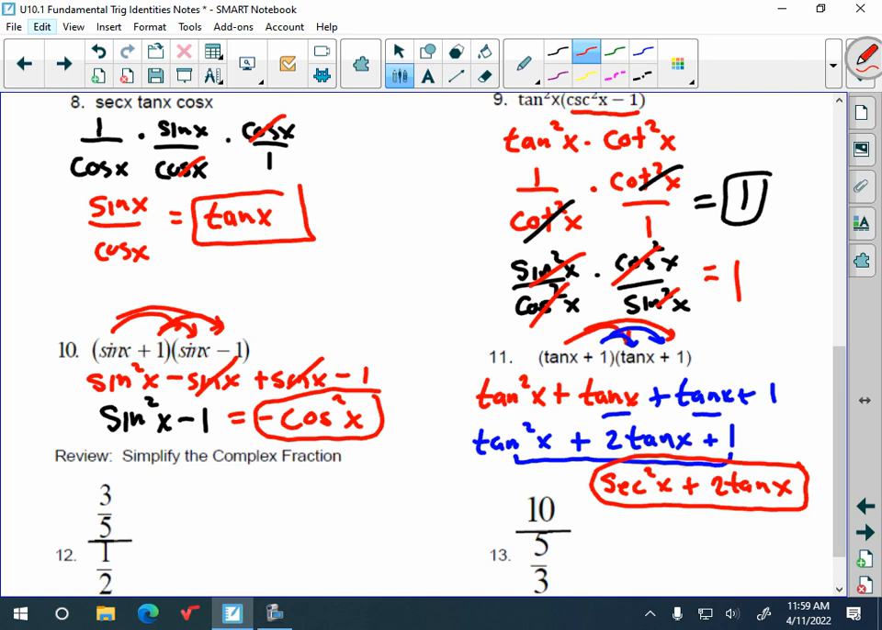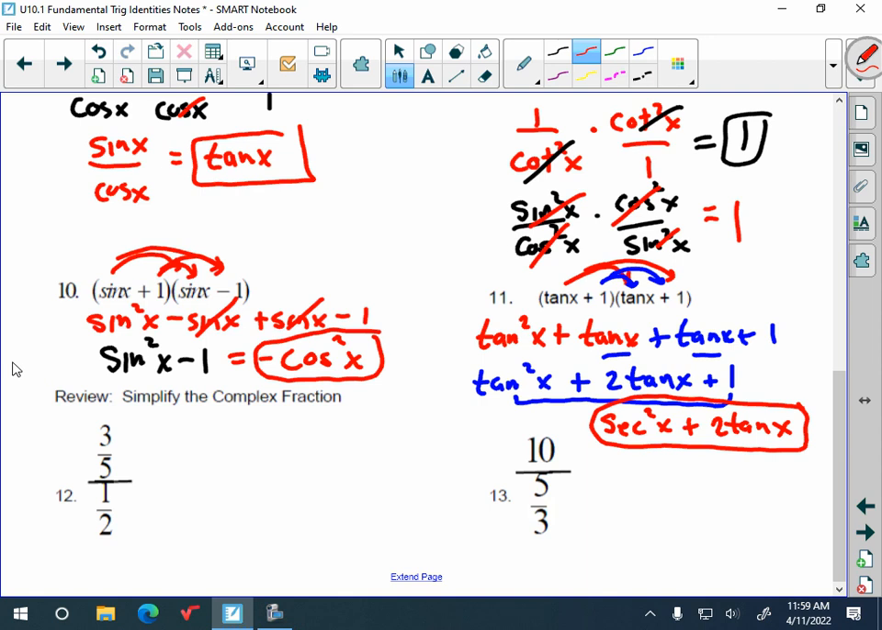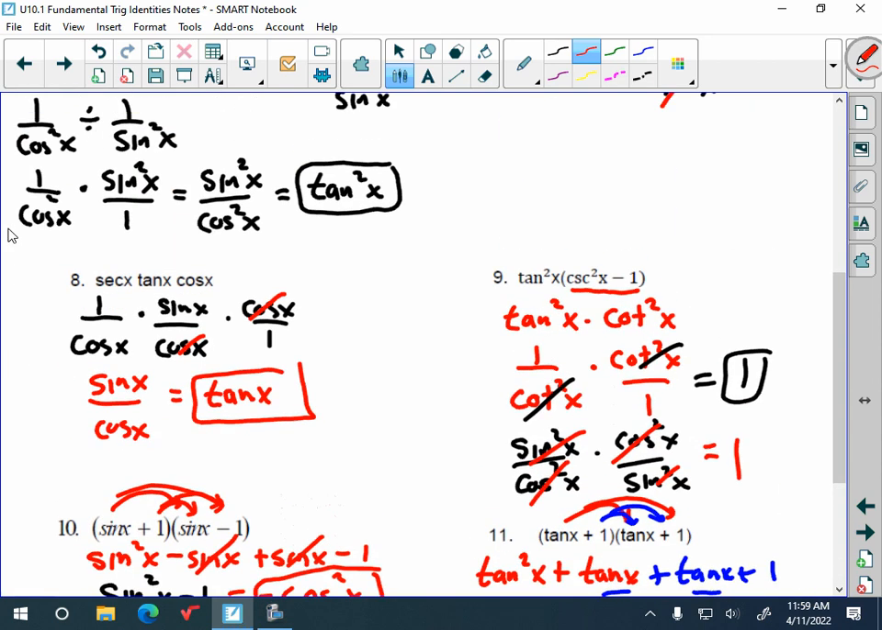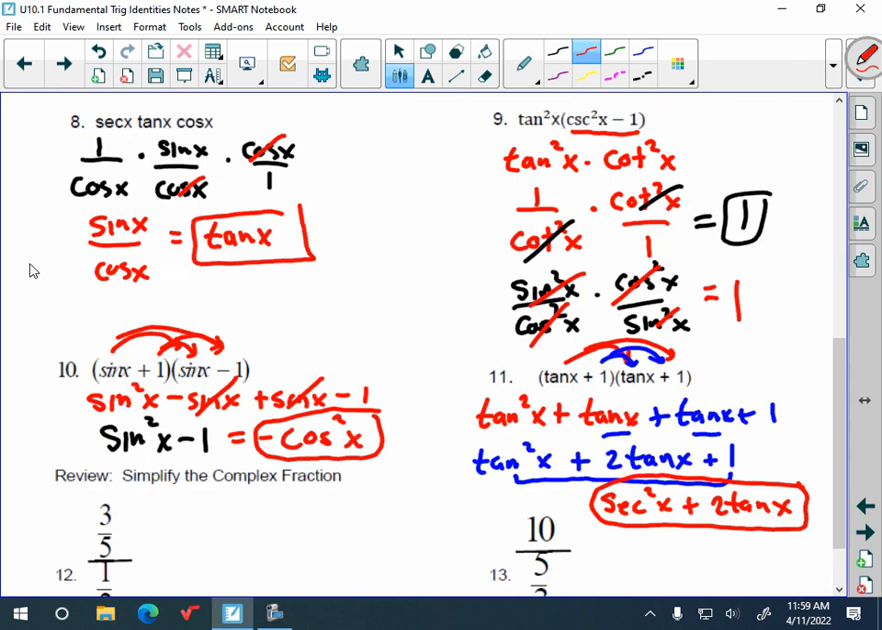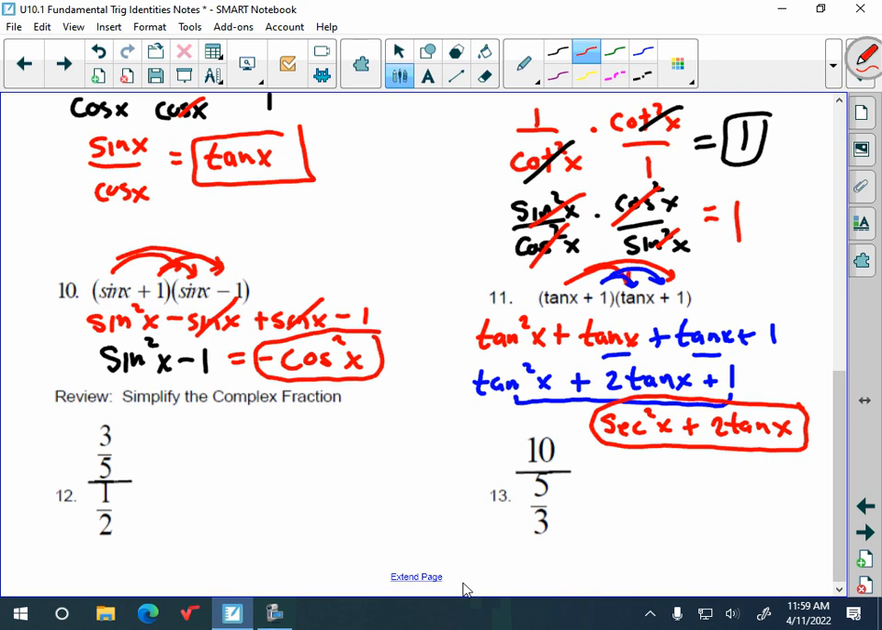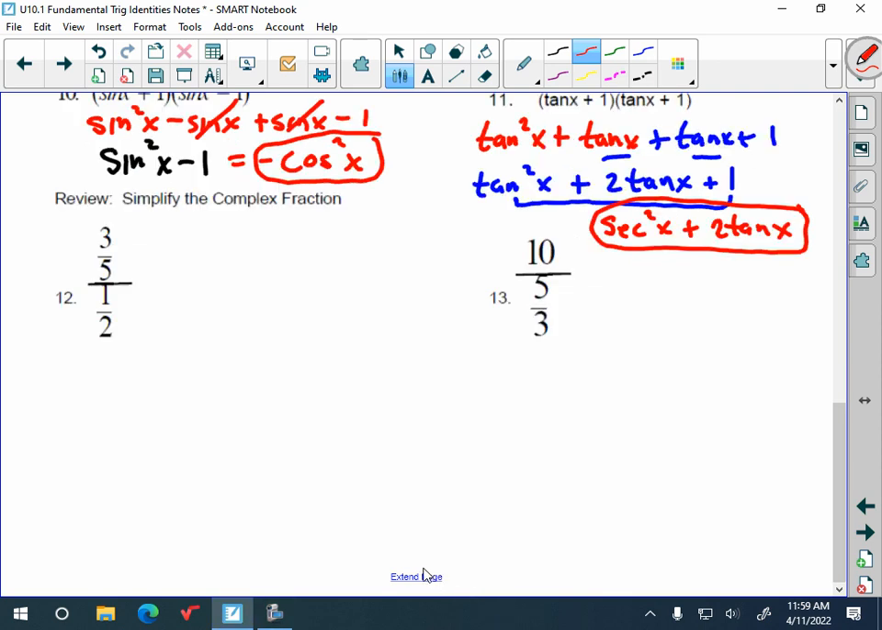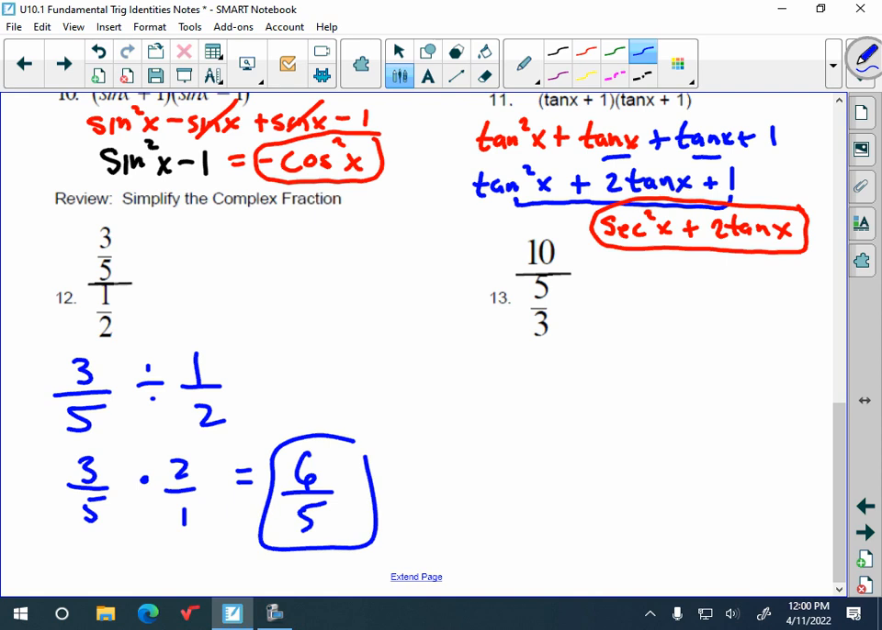All right, and then these last two problems, I just want you to review simplifying a complex fraction because you can see how it comes into play, how we did number 6. Complex fractions come in on trig expressions, and when you have one, you want to recognize it because it's not that hard. Just write it out as a division problem, then it makes it really easy. So 3/5 divided by a half, then change it to a multiplication, flip the right side, and then multiply across. Doesn't take a whole lot of effort.